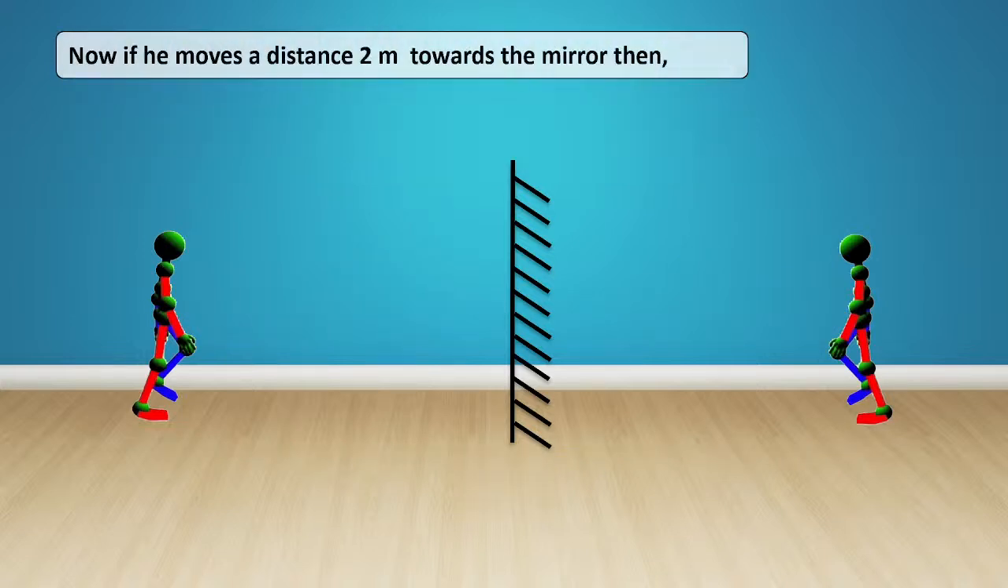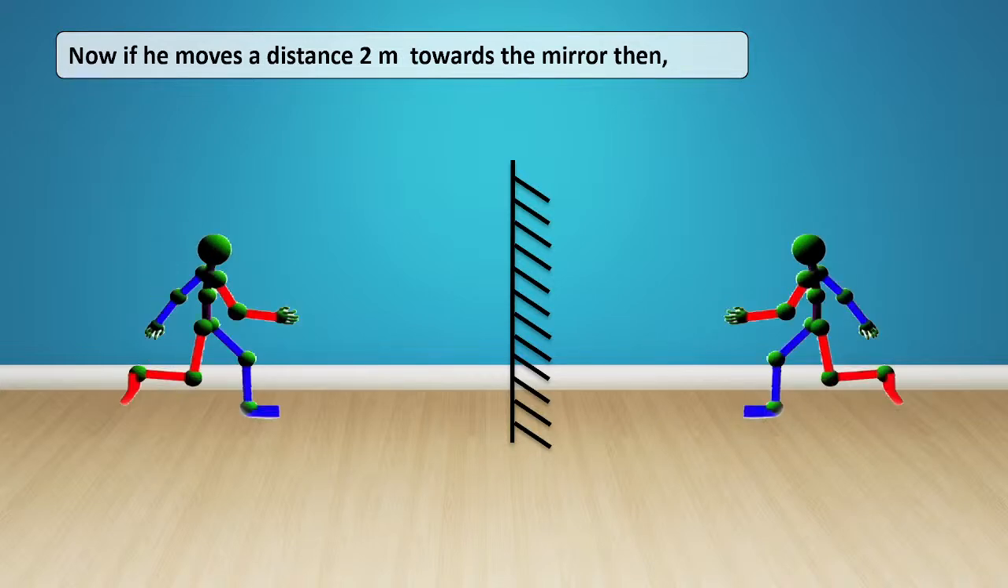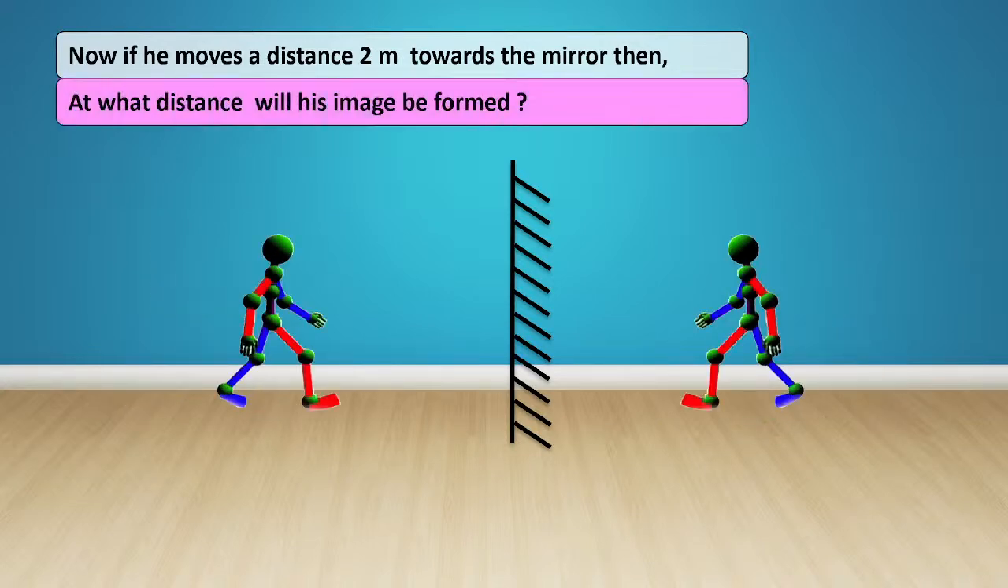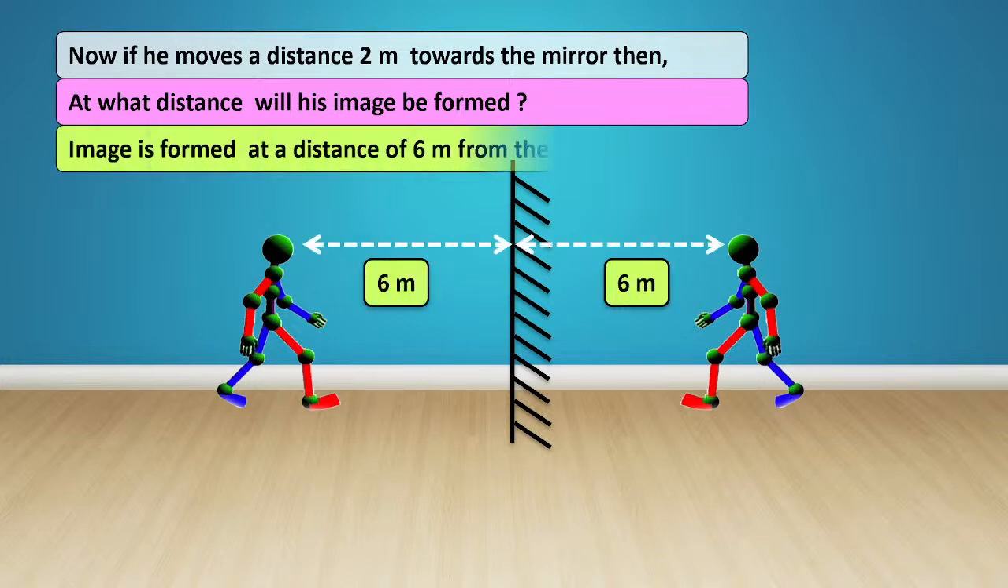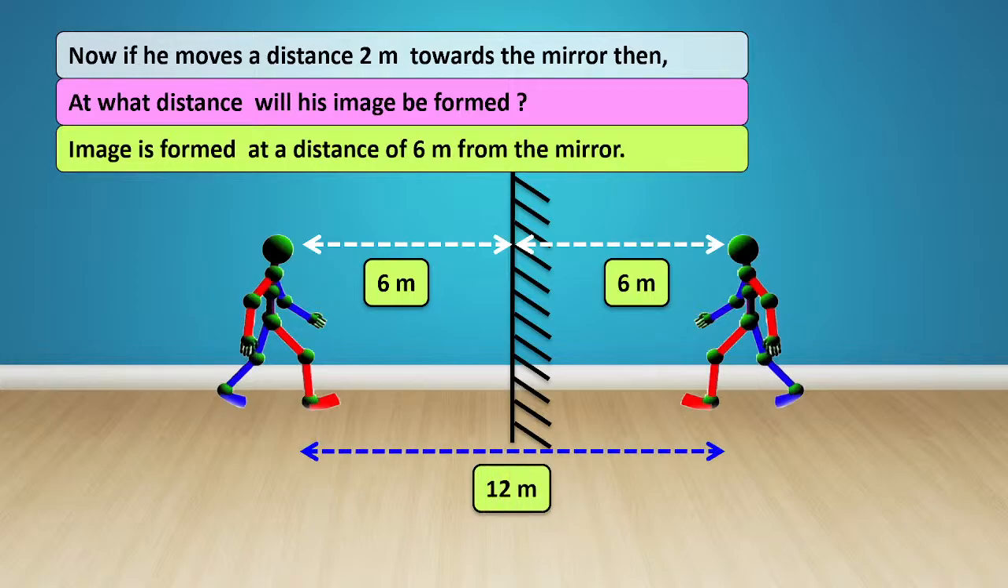Okay, next. Now if he moves a distance of 2 meters towards the mirror, imagine he is walking towards the mirror. So what happens now? What will be the distance? 6 meters. So in front of this mirror there will be 6 meters and the image will also be at 6 meters. And what is the total distance? 12 meters. 6 meters, 6 meters, and the total distance will be 12 meters.